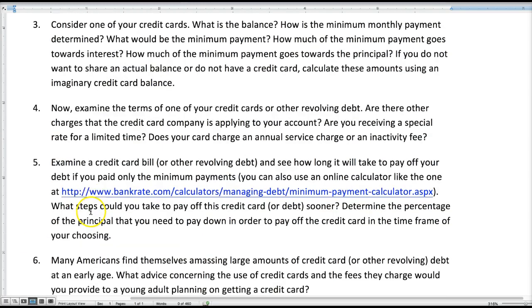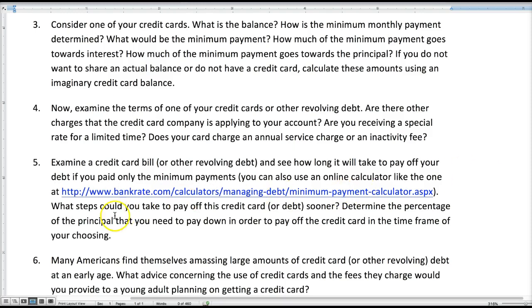Now, number 5 says we want to examine a credit card bill or other revolving debt to see how long it will take for you to pay off your debt if you only paid the minimum. Okay. You could use this online calculator, but if you have current credit card statements, by law, I think, and this was enacted when our last president, President Barack Obama, was in office, he made it mandatory to have that on the statement to say, hey, if you only pay the minimum payment, it'll take this long for you to pay it off.